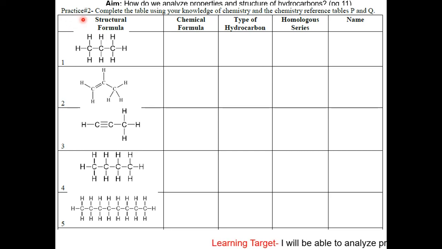For practice number 2, complete the table using reference Tables P and Q. Figure out the chemical formula, the type of hydrocarbon, the homologous series, and the name of the compound. Pause the video, resume once you complete it. Here are the answers.